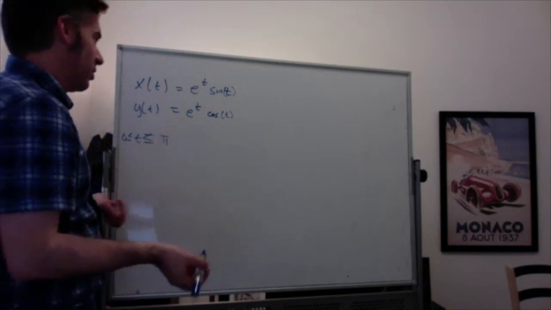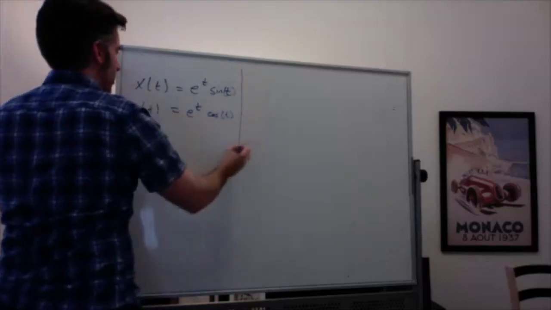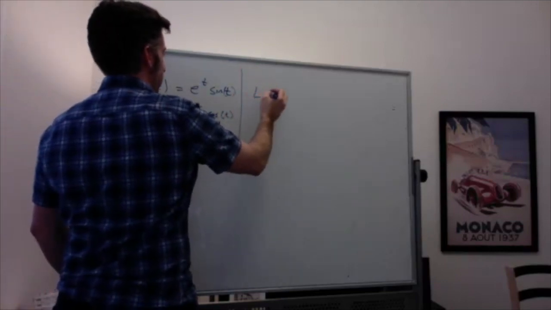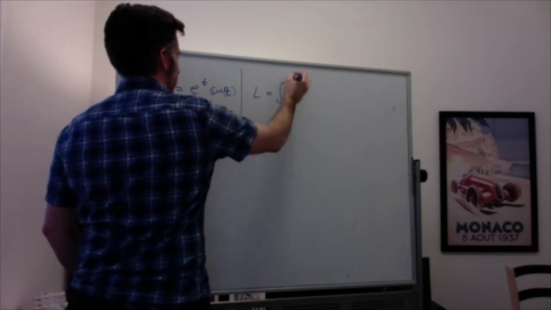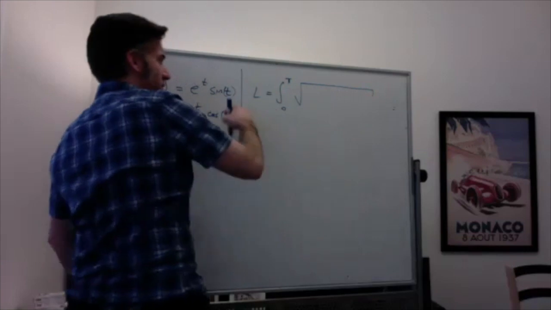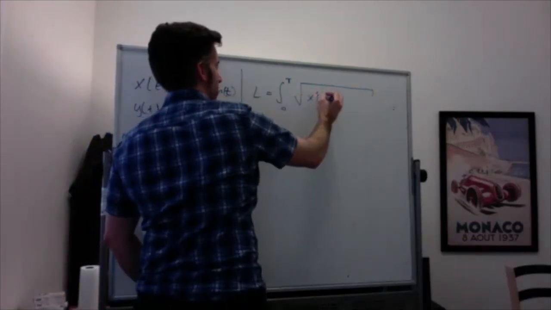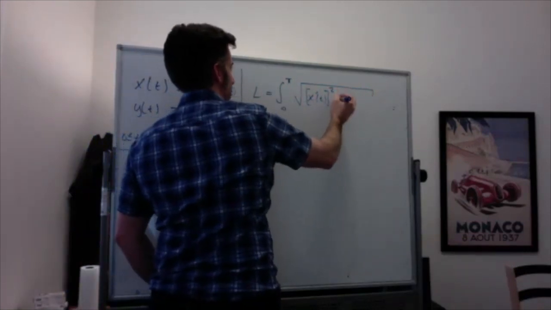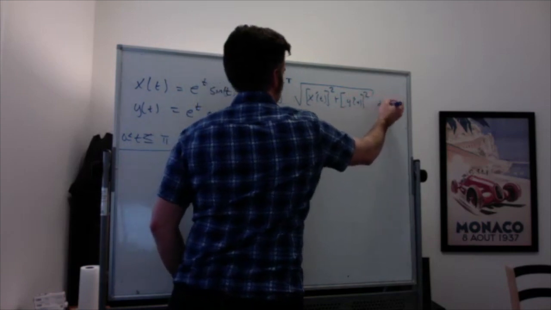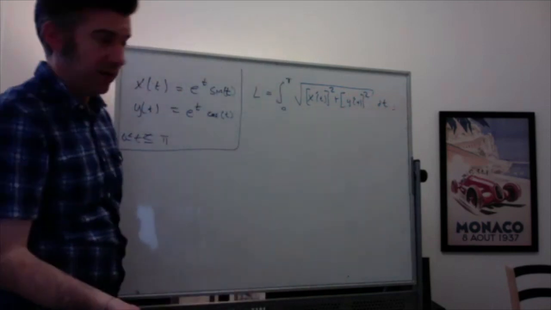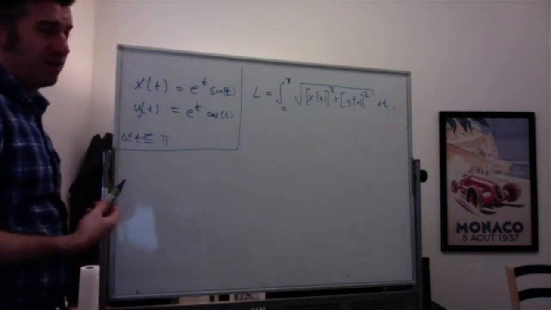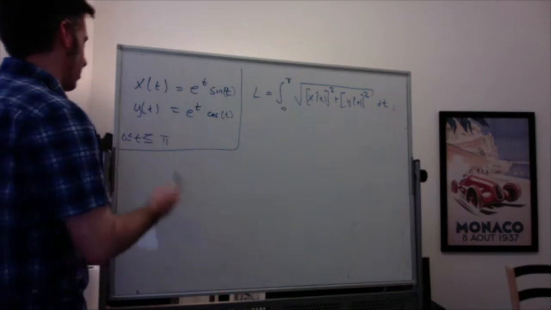So again, the setup is always going to be the same. We're going to say that the length is equal to the integral from 0 to pi of the square root of the derivative of that squared plus the derivative of the other thing squared. Okay, so this one might not be as nice as I hoped it was going to be. The length ones are rarely nice.